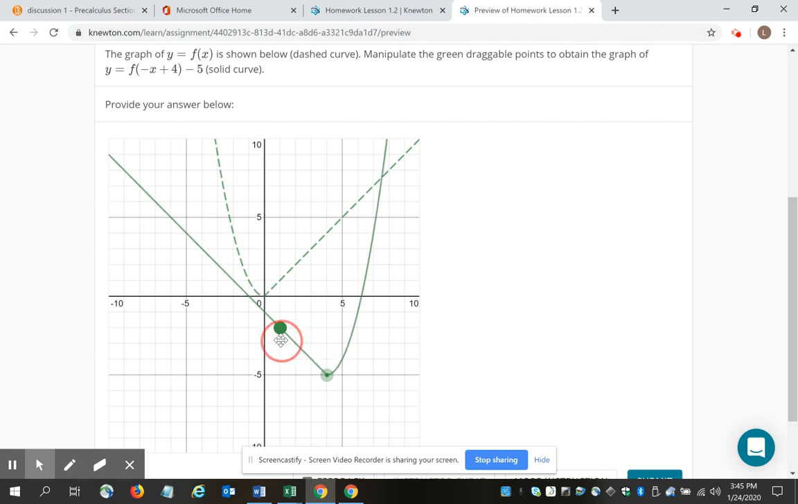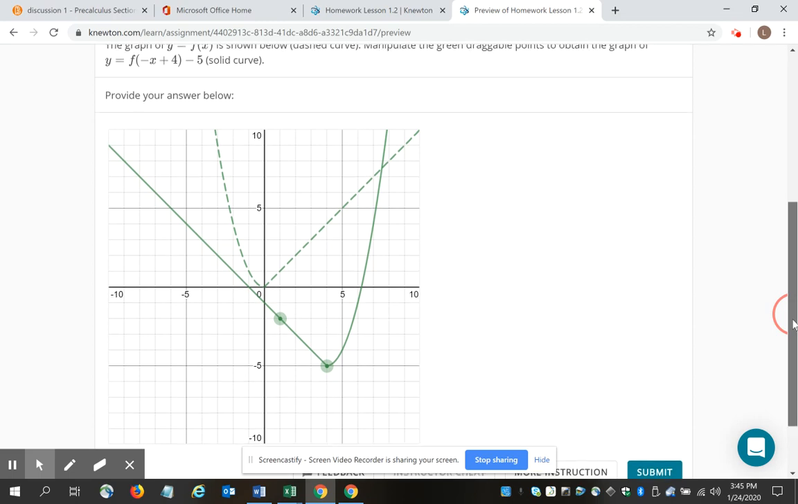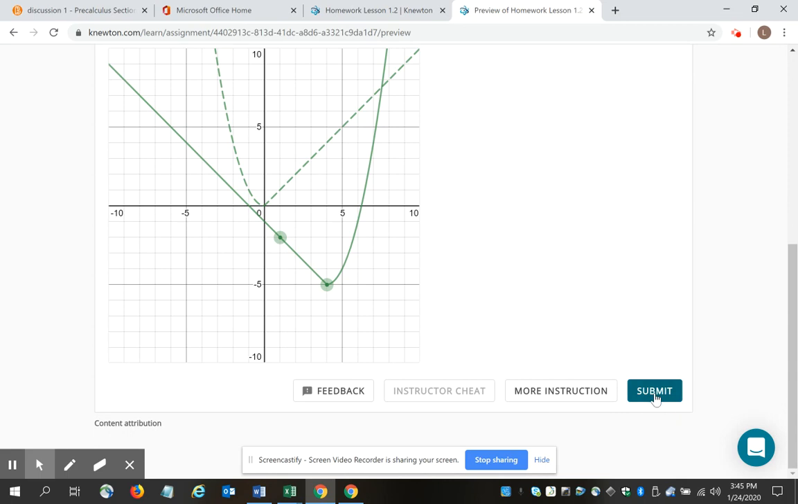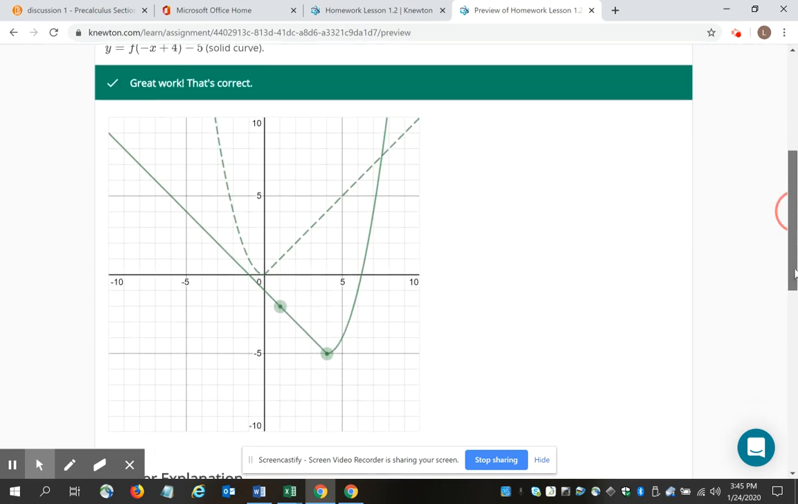let's see, 1, 2, 3, -2. We reversed it so that it went back to the other side. We can double check here. I think that's good. We reflected it. We went down 5 and right 4. So we're right.